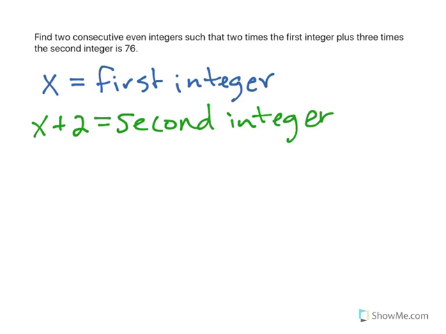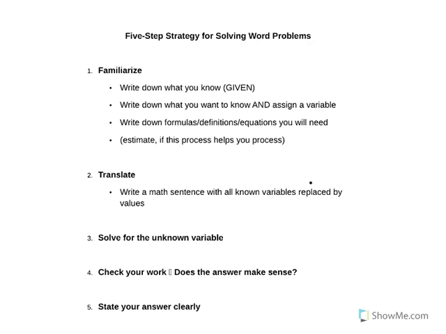For this type of word problem, the rest of the given information actually creates our equation. So it says such that 2 times the first integer plus 3 times the second integer is 76. So with these words, we can translate into a math equation. So we've successfully familiarized ourselves with the problem, and we're actually going to move right into translating, and so therefore we're going to be writing a math equation from the rest of the given information.